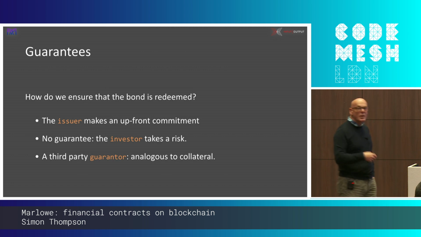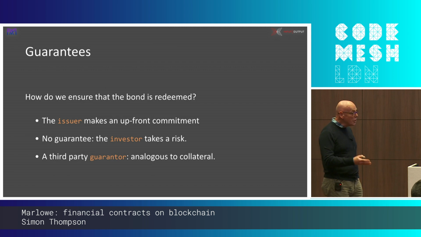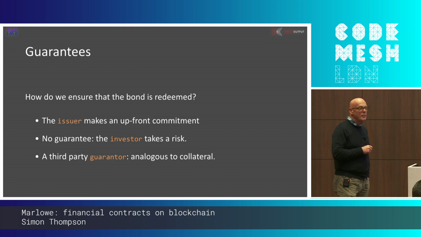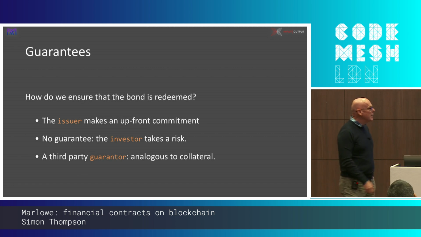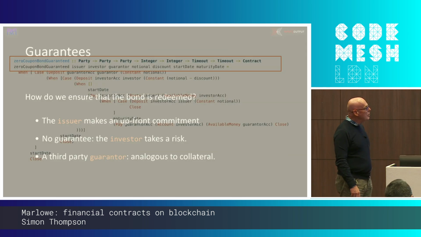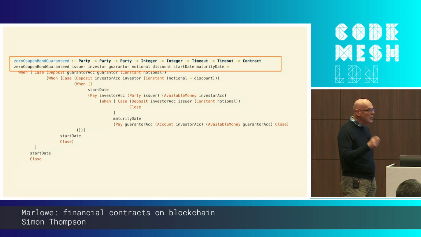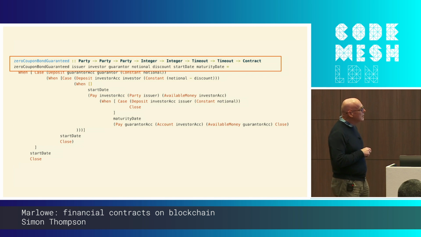We introduce a third party who's the guarantor. So he or she provides a guarantee that the money will be paid back to the investor. And if you like, what they're doing is analogous to collateral. And I'll say a tiny bit about a fourth approach at the end. But let me show you, here we've got the guaranteed zero coupon bond. So this is the contract where we do have a guarantor.